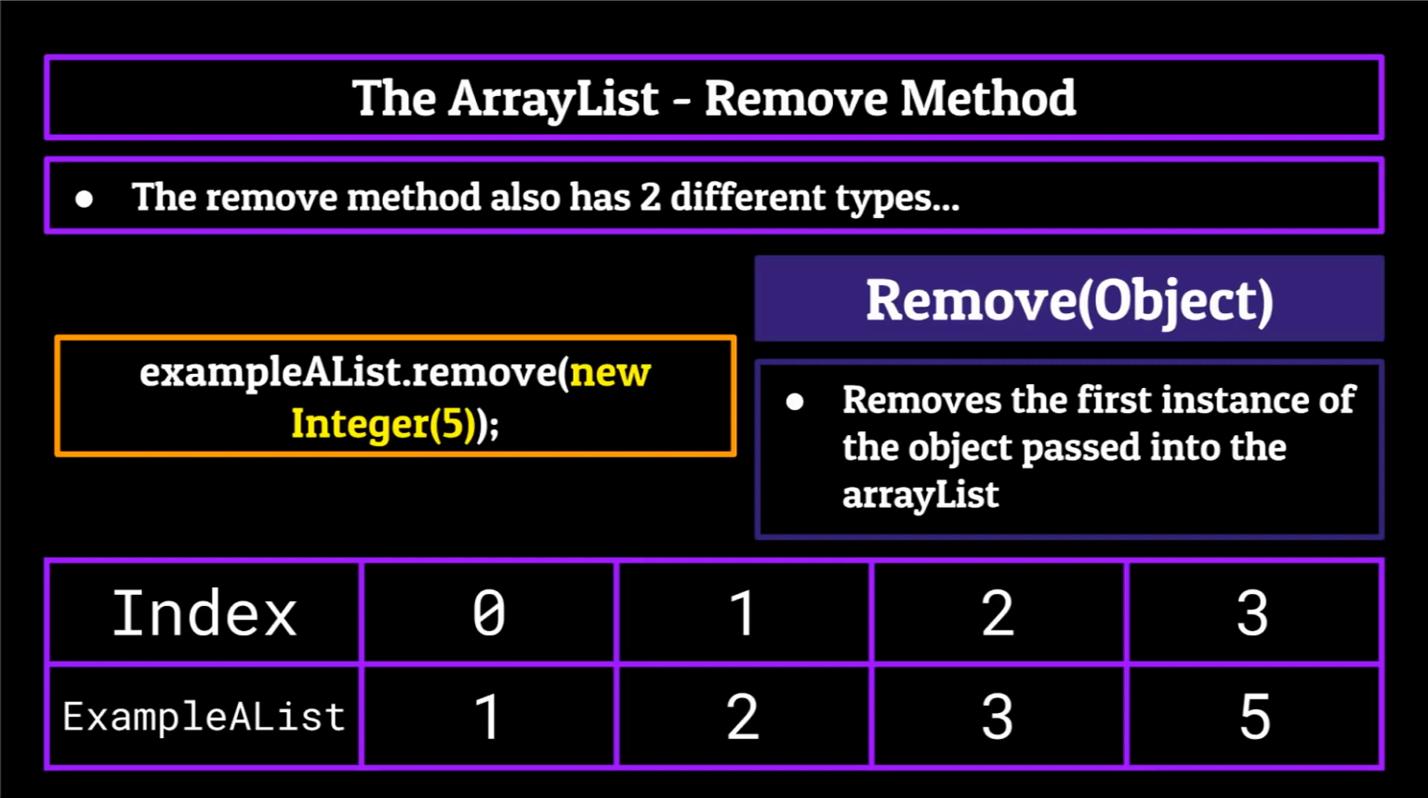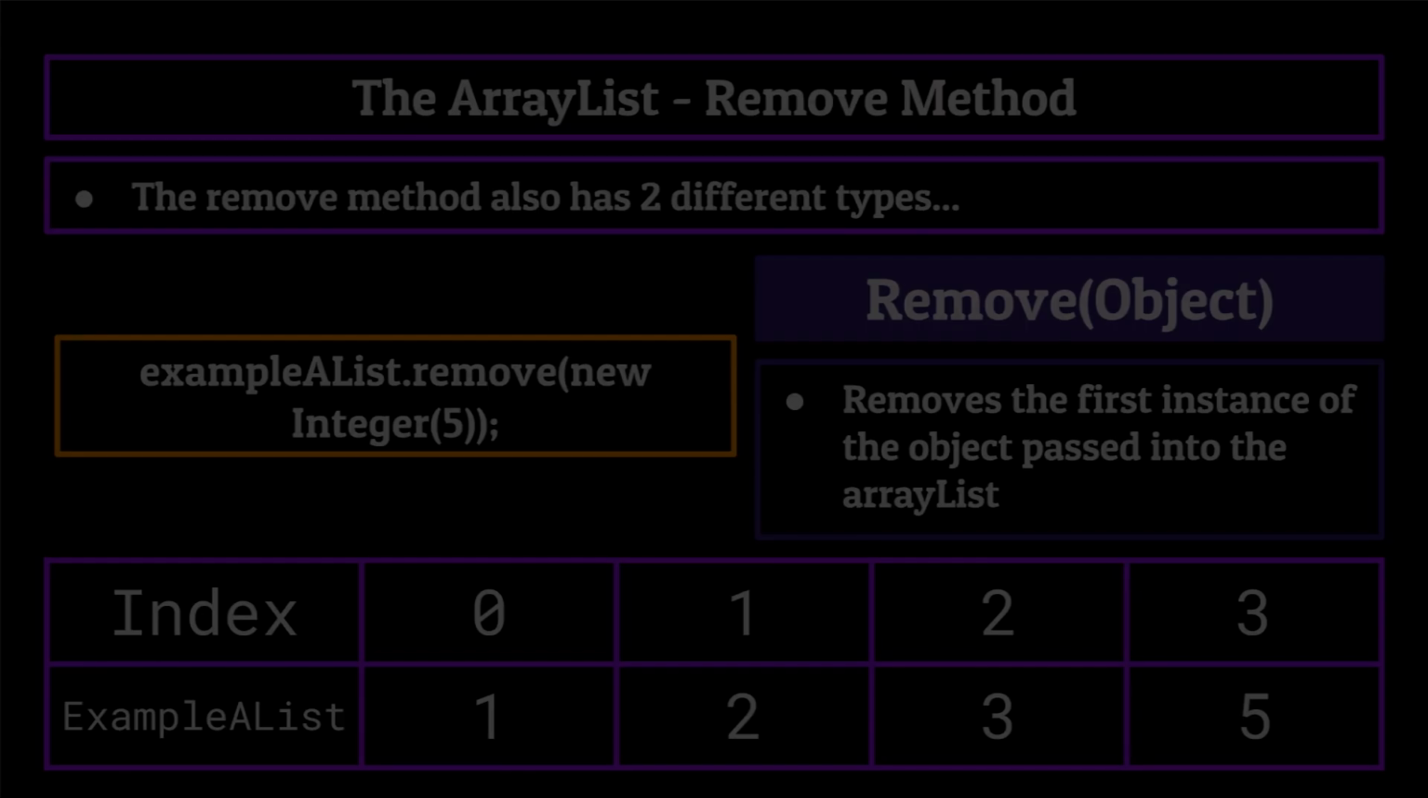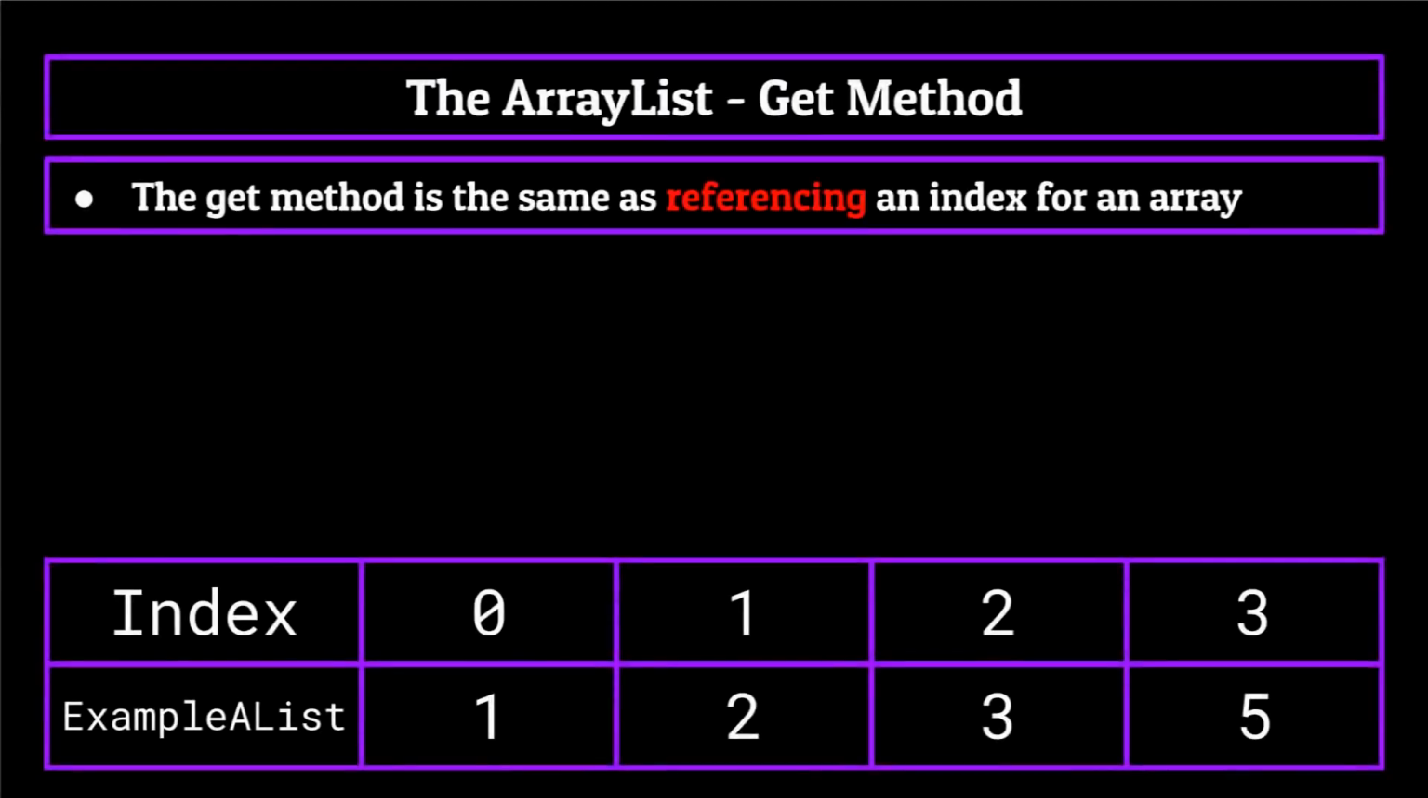By creating an integer object, we can ensure that when the code runs, the computer knows that we want to remove the first instance of the number 5 in our array list, and running this will return true, and remove the integer from our list. Now if there is no integer 5 in the array list, the remove method will simply return false. Now I quite like the number 5, so I'm actually not going to permanently remove it from the array list just yet. Up next is the get method. Now the get method is pretty much the same as referencing an index for an array.